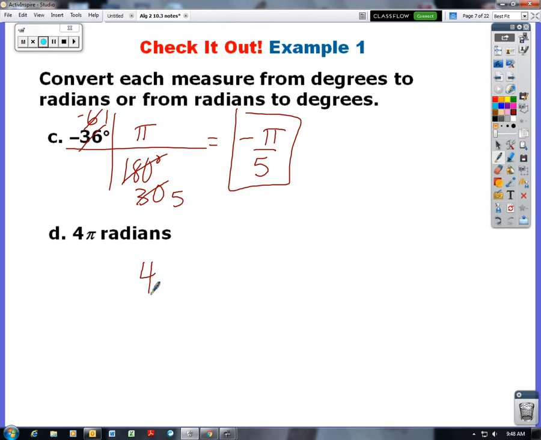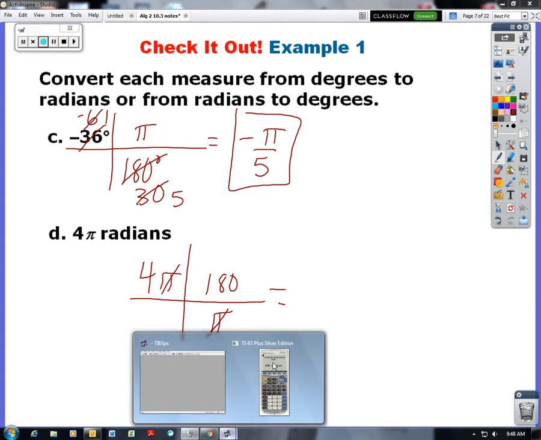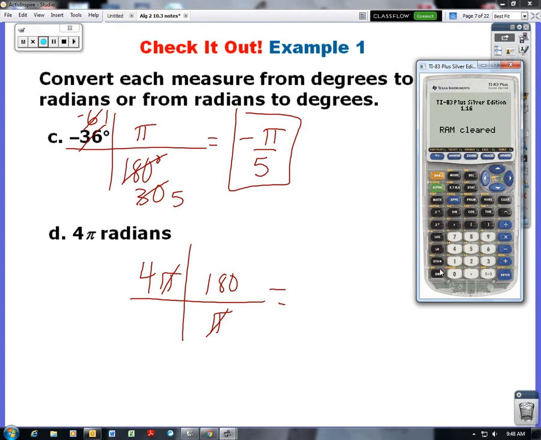And then 4 pi rads. Pi over 180, cancel, cancel. And let's see, what's 4 times 180? I might have it here in my notebook. Let me check. Or probably that time you could have just done it on your calculator. I don't know what that is. 4 times 180 is 720. I probably should have known that, huh?